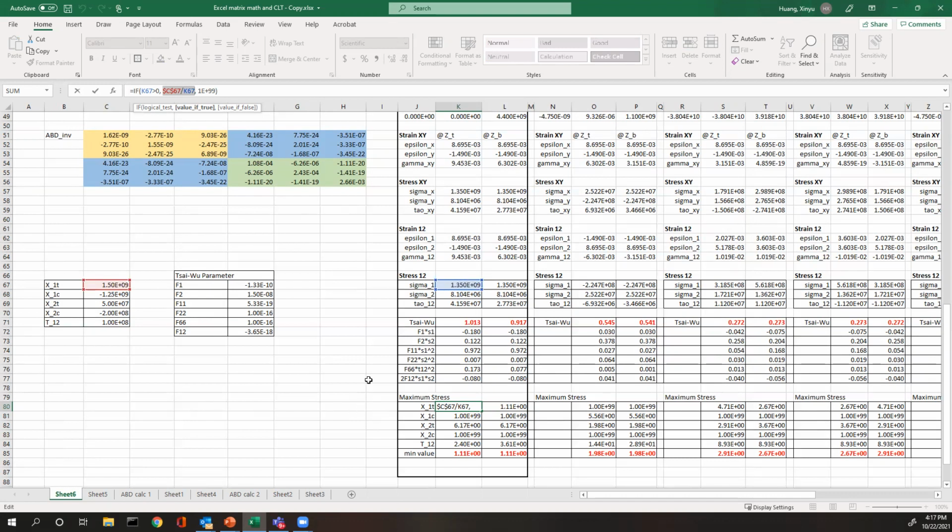So I do this for the other failure modes. I do this for compression, 2 direction tension, 2 direction compression, and then tau 1, 2. Basically, among these ratios, the smallest one is the failure mode that would likely occur. That's where you get closer to the threshold. The smaller the number, the closer it is to the failure threshold.